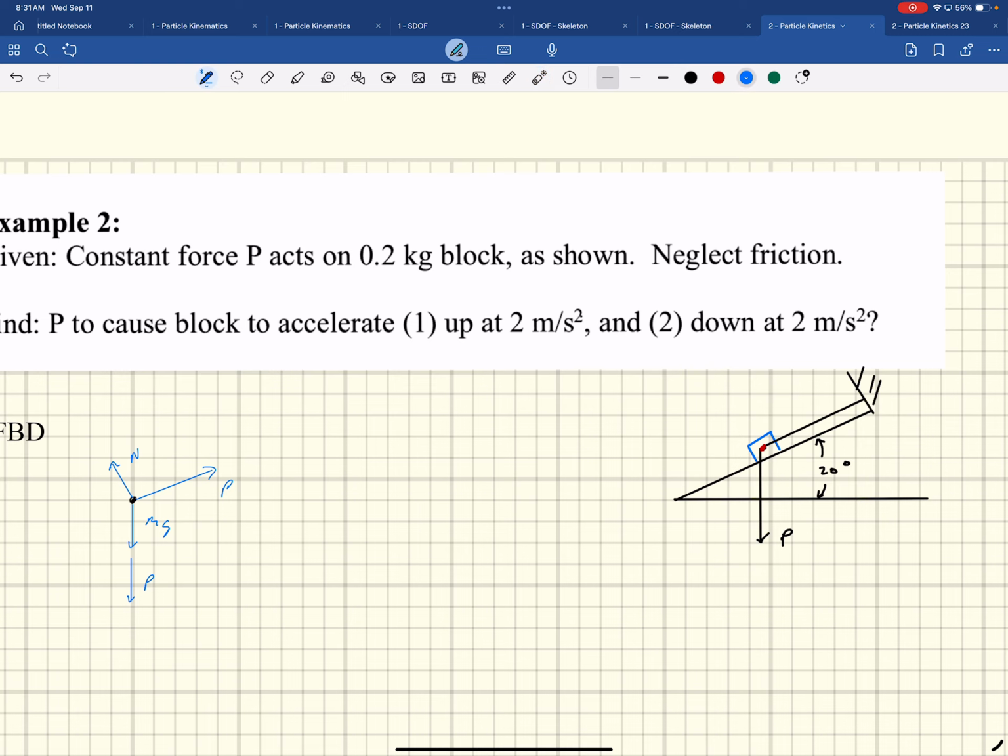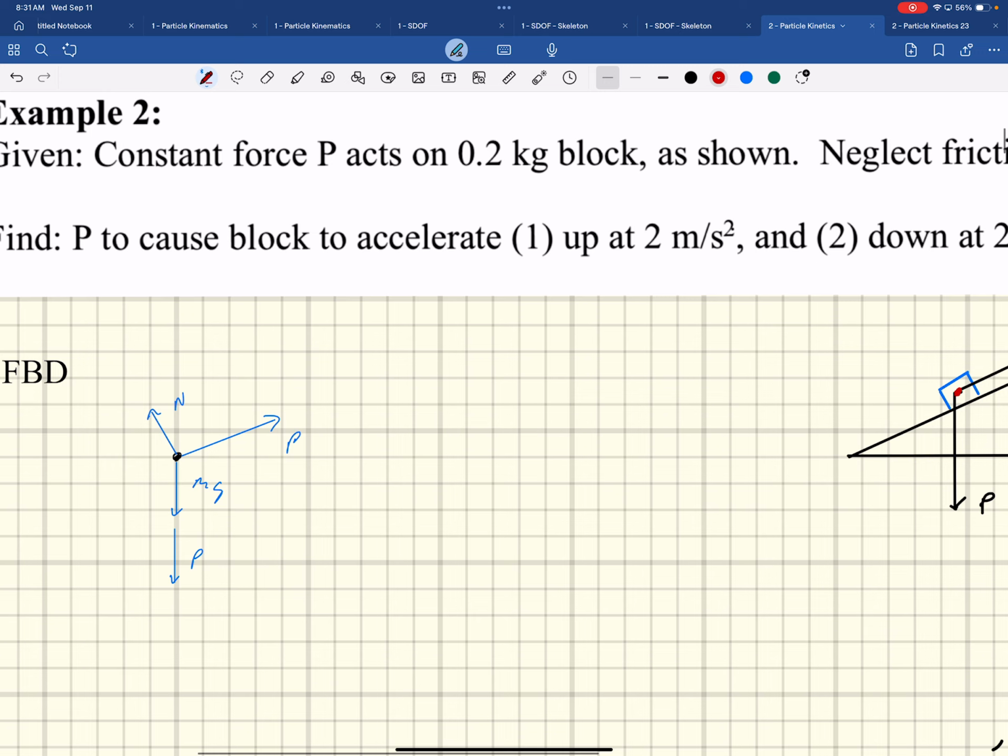And you can do whatever you want with your coordinate system. So I'm going to call X this way, and Y this way.